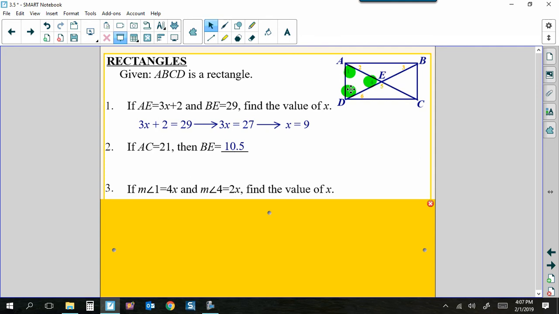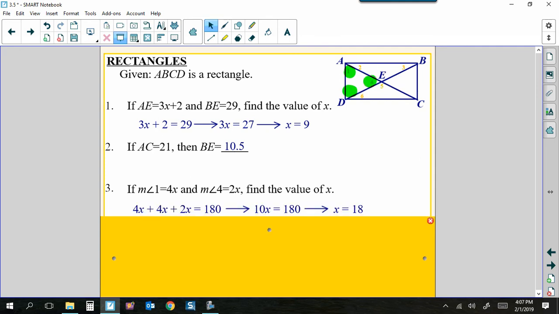So 4x plus 4x plus 2x all equals 180 degrees. So the next thing I'm going to do is simplify, and I get 10x is equal to 180, and then x is equal to 18.